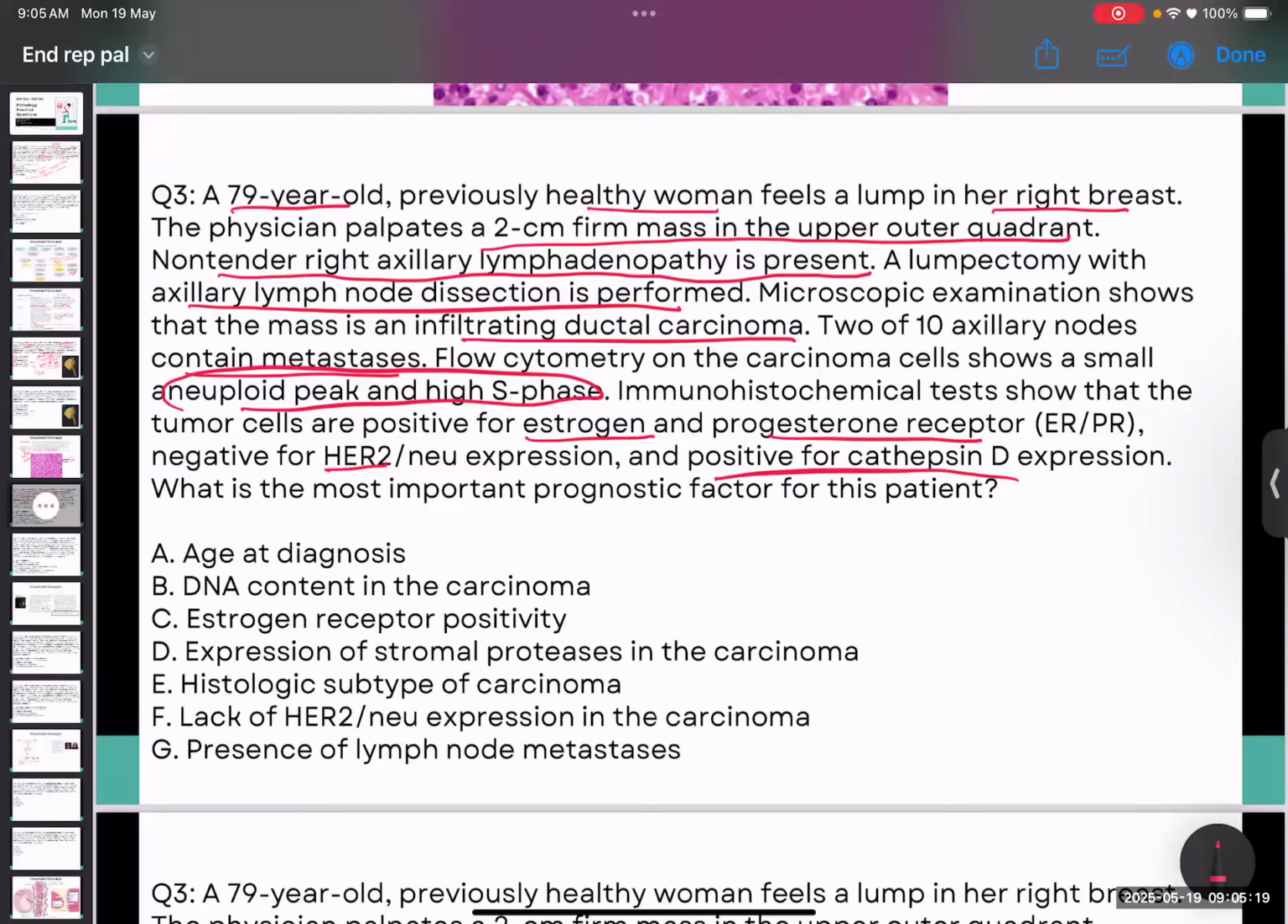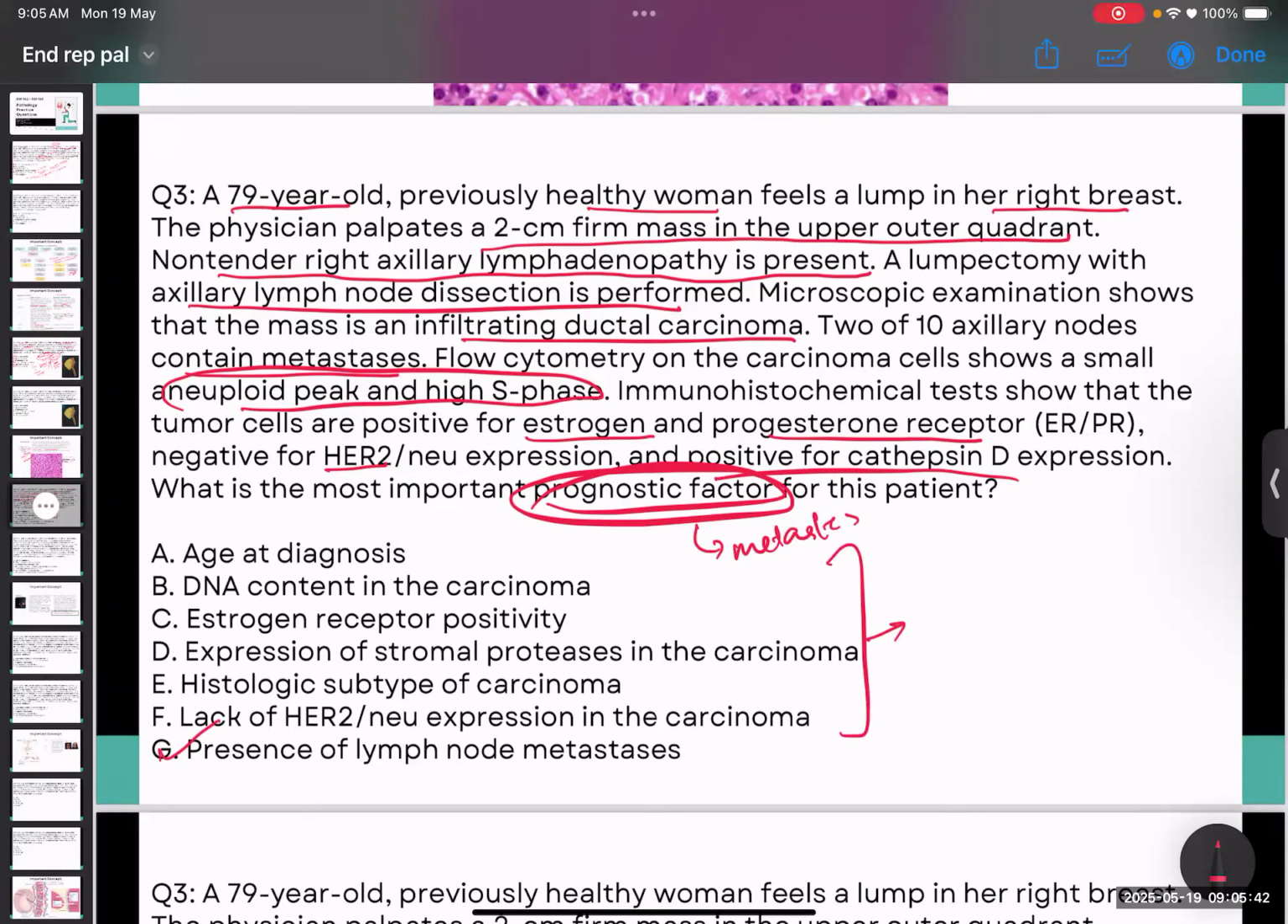So when we're talking about prognosis, remember, whenever we talk about prognosis, we talk about metastases, okay? So here, the cancer is already spread to her lymph nodes. And so the most important prognostic factor for this patient would be presence of lymph node metastases. All of these others don't make sense.